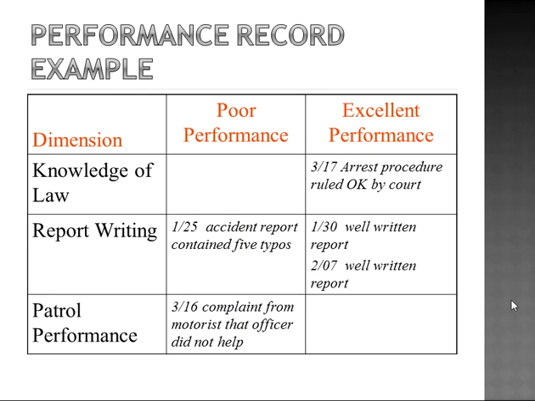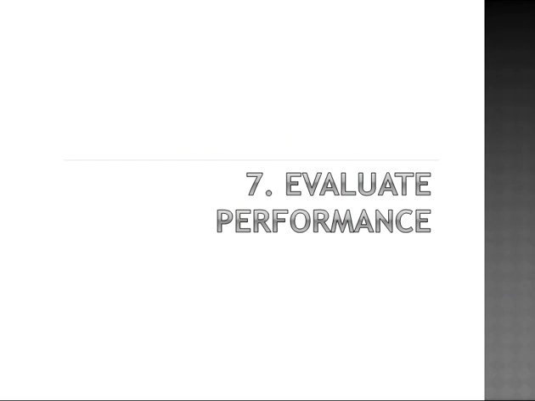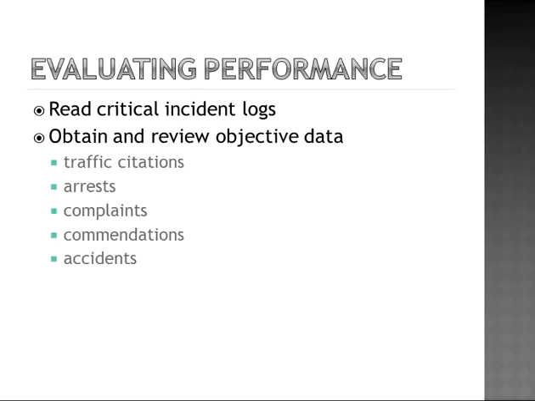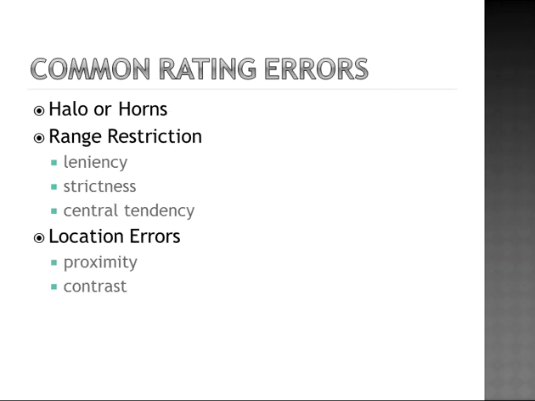So, moving on, we go about doing the actual evaluating of performance. Evaluating performance, we read critical incident logs, obtain and review objective data such as traffic citations, arrests, complaints, commendations, accidents. And again, this is for the police here, but we can imagine certain types of things that we could collect for jobs that you've had in the past or where you're working now. Common rating errors: halo or horns, range restriction, location errors.